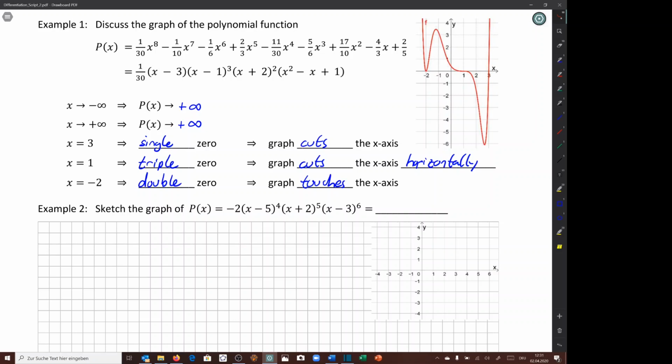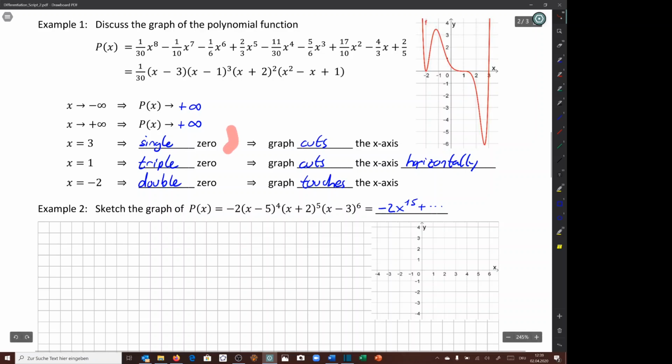So in example 2 now, let's sketch the graph on our own. In order to find the behavior at infinity, let's find the leading term. The leading coefficient is just -2. And what is the highest occurring power of x? Well, here we'll get x to the power of 4, here x to the power of 5, and here x to the power of 6. And multiplying it means just adding these exponents. So we get in the end -2x to the power of 15, plus then some other terms that we're not interested in.